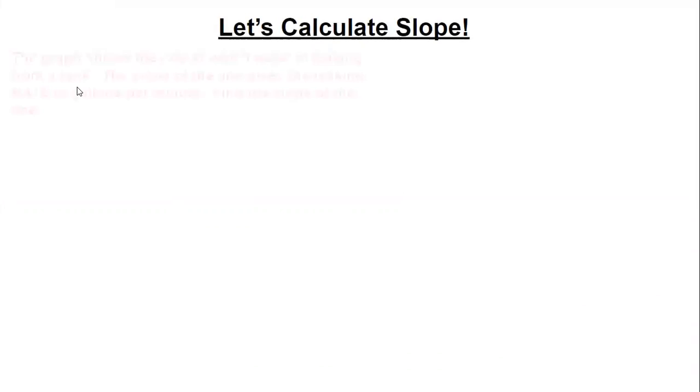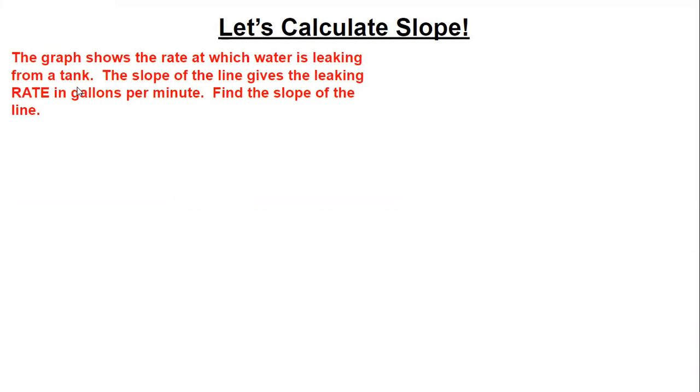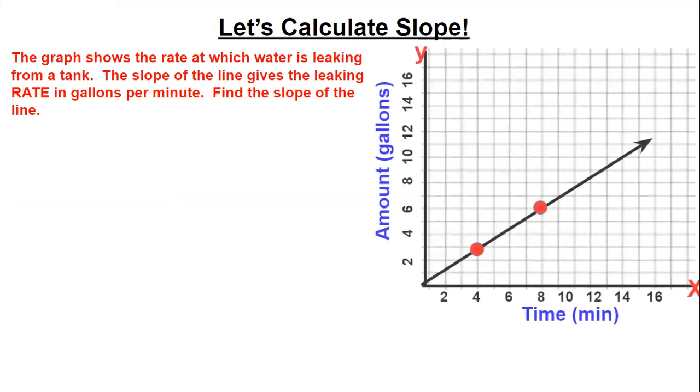Let's do some more. The graph on the right shows the rate at which water is leaking from a tank. The slope of the line gives the leaking rate in gallons per minute. Find the slope of the line.